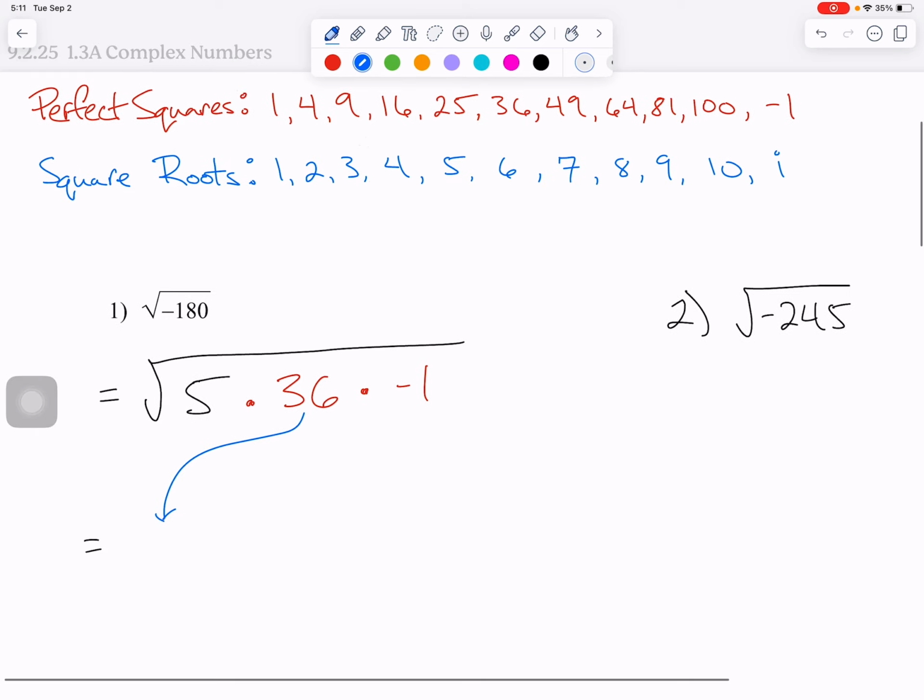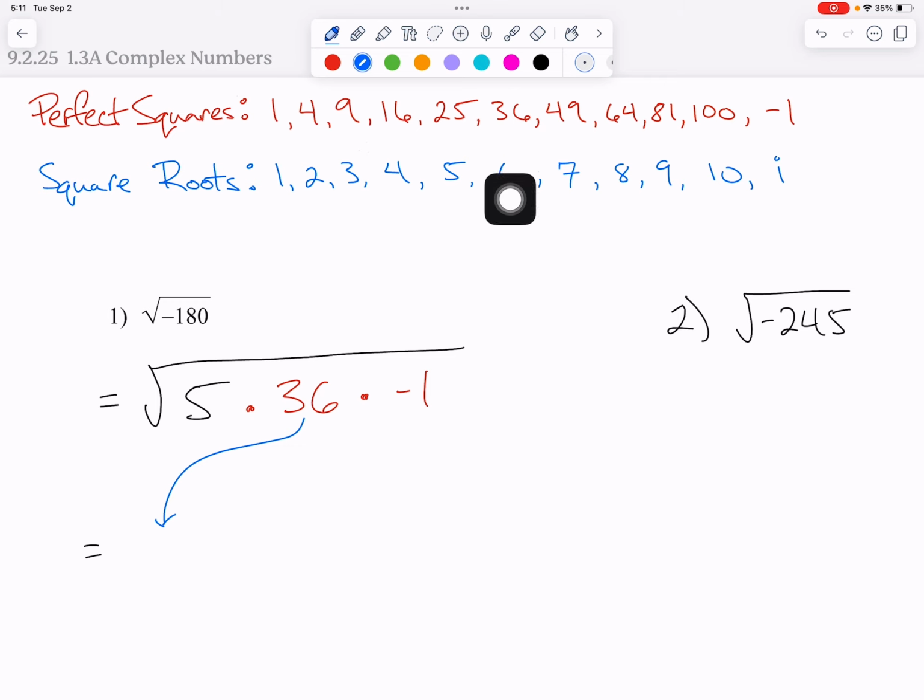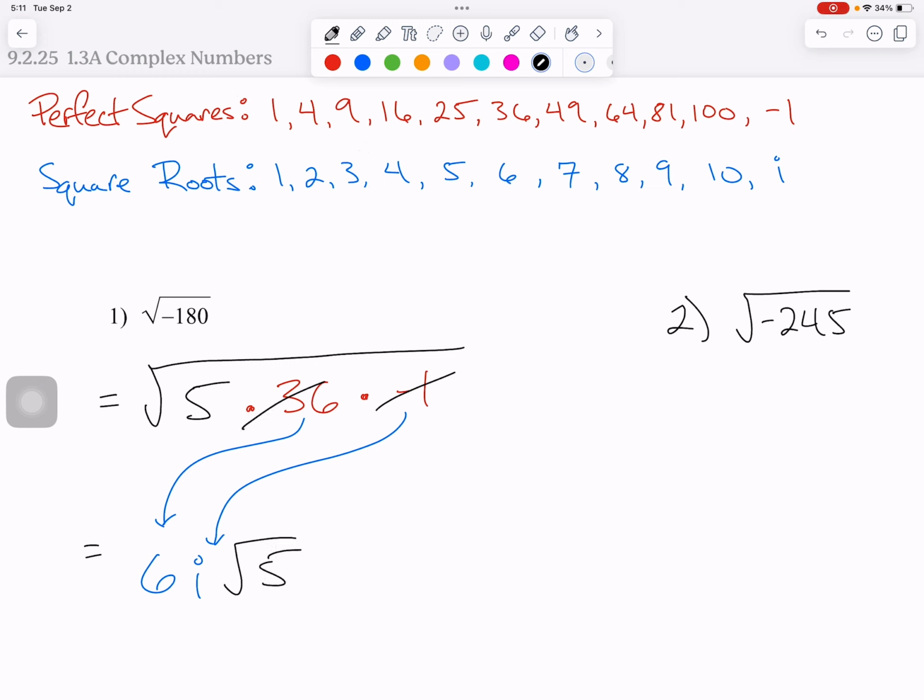So the square root of 36 is, yes, double check me, 6. And the square root of -1 is simply i. Well, what's left inside? Square root of 5. Circle your answer.